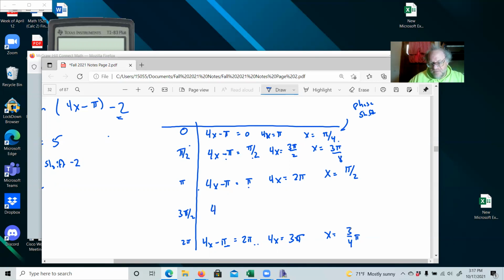And then here we have 4x minus pi is equal to 3 pi over 2. We're going to add pi. So we get 4x equal to 3 pi over 2 plus pi, which is 5 pi over 2. Divide both sides, and we have x equal to 5 pi over 8. Okay, let's change this a little bit.